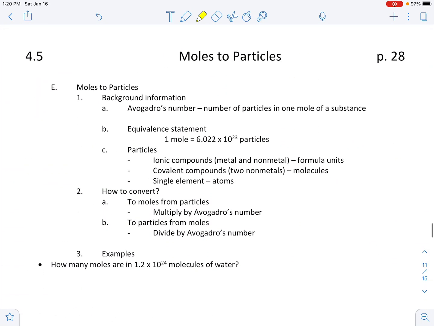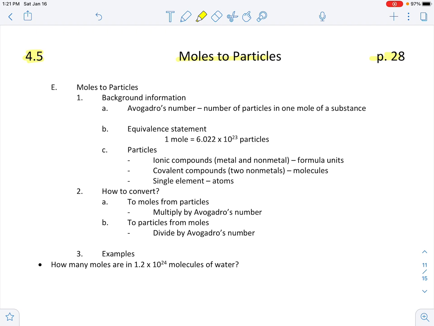All right, here we are, 4.5 moles to particles, page 28. So, yesterday, or the last time you watched a video, we went from grams to moles, or moles to grams. Now we're going to take that a step further, like how many little atoms of carbon are in 1 mole. That's what we're going to find out, and that's actually our first step right there.